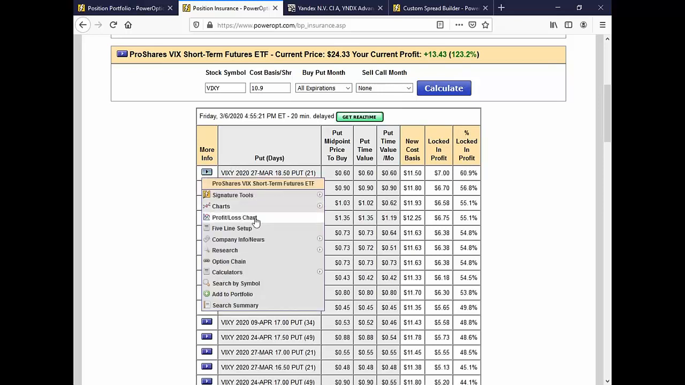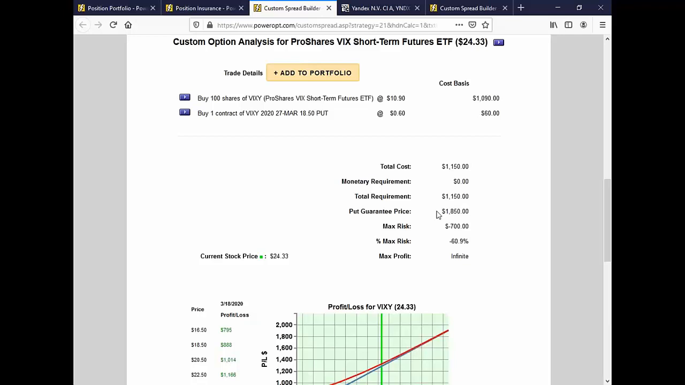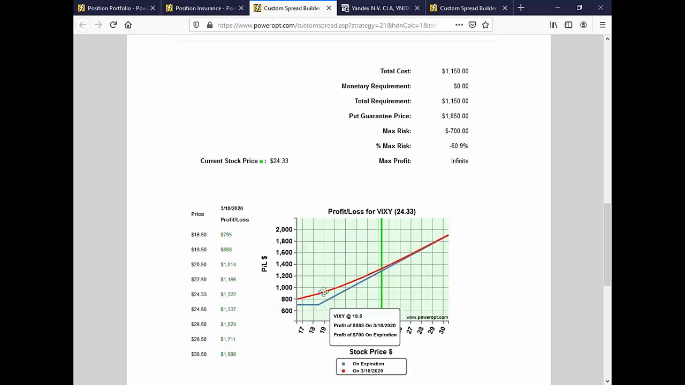Okay, so let's take a profit and loss chart there. What does a bulletproof position look like? Just what we saw. The stock could fall back down to $10. You're still guaranteed to make 60.9%, but you have 123% right now.